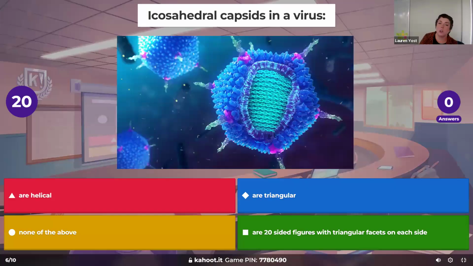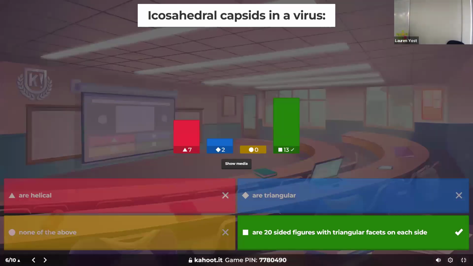All right, icosahedral capsids in a virus. This is talking about the whole capsid structure. So this one is the green one. Helical capsids are called helical capsids. They're not icosahedral. There's two kinds of capsids a virus can have, helical or icosahedral.